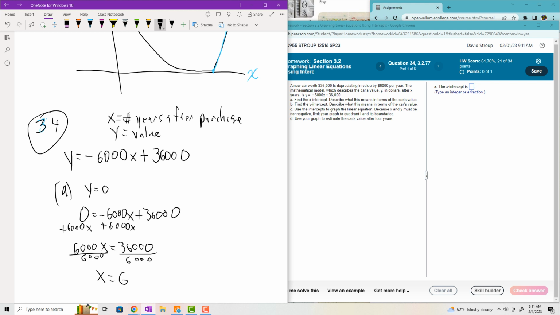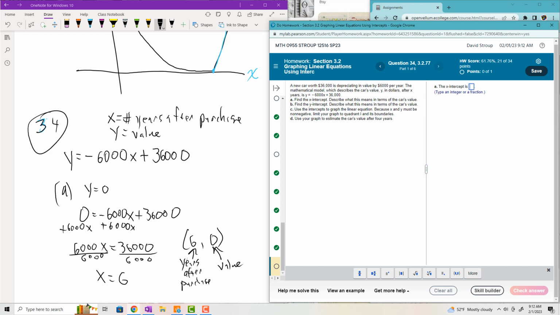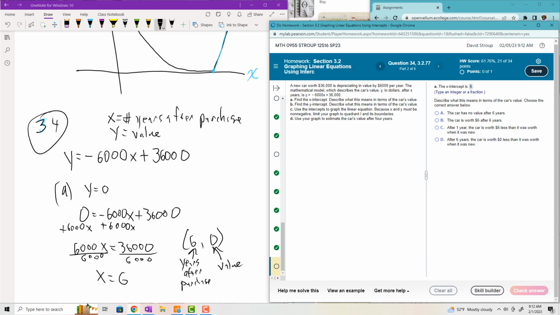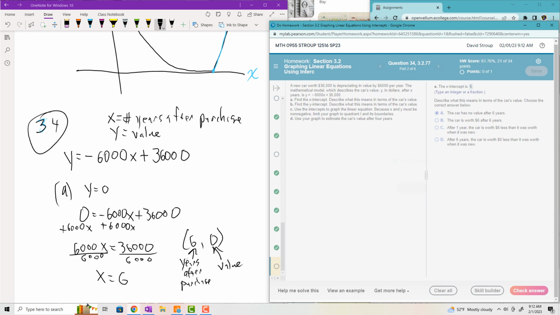So it looks like the x-intercept is telling me that 6 years after I purchase, the value of the car will be 0, right? So the ordered pair is (6, 0), and we know the x represents years after purchase and the y represents the value of the car. Okay, so anyways, the 6 is the x-intercept. What does that mean in terms of car value? It's worth nothing after 6 years.